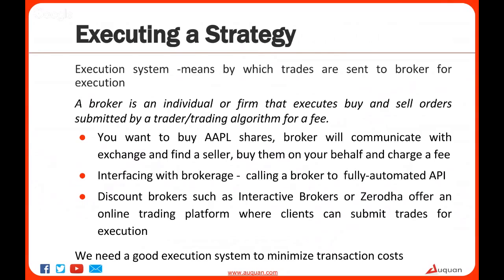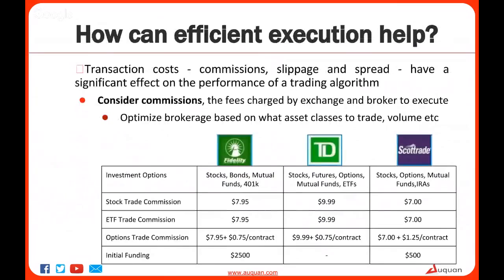So now, why do we need a good execution system? We need a good execution system to minimize transaction costs. Transaction costs can be many types: commissions, slippage, spread, and they can have a significant effect on your algorithm's performance. For an example, let's consider commissions, the fees that are charged by a broker to execute your trade. You can actually optimize the fees that you pay based on what you want to trade and the volume you want to trade.